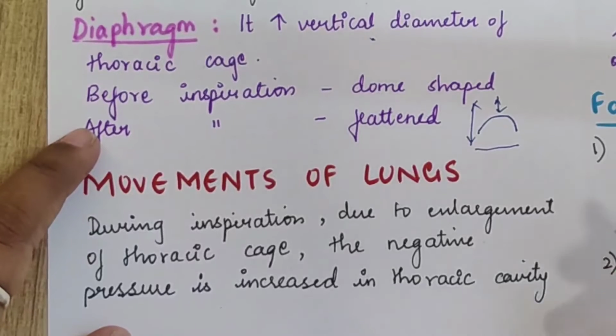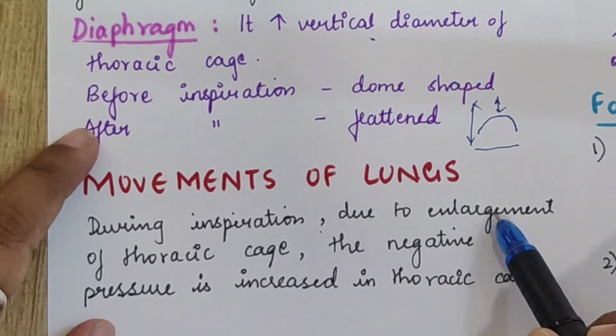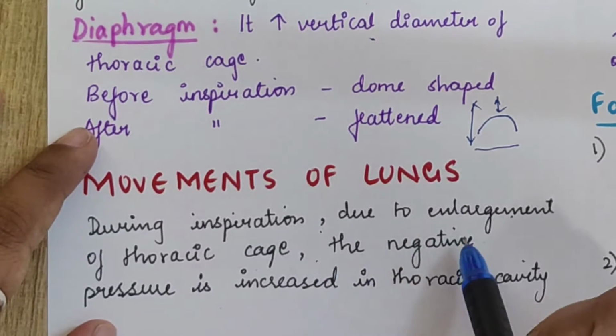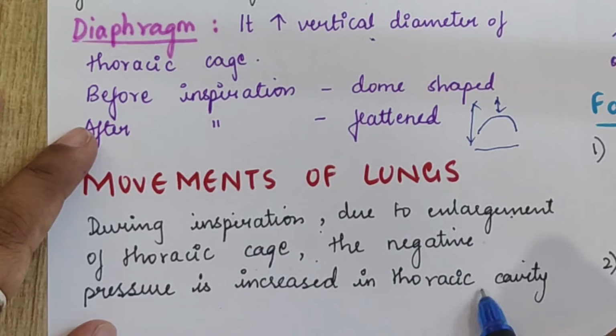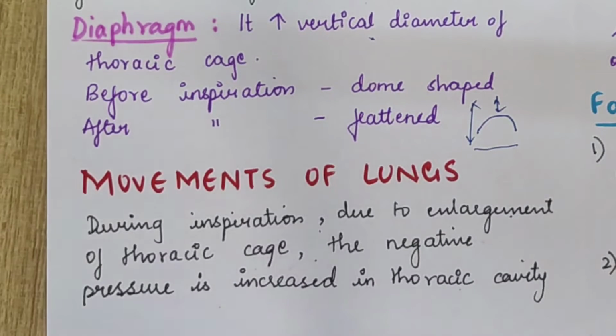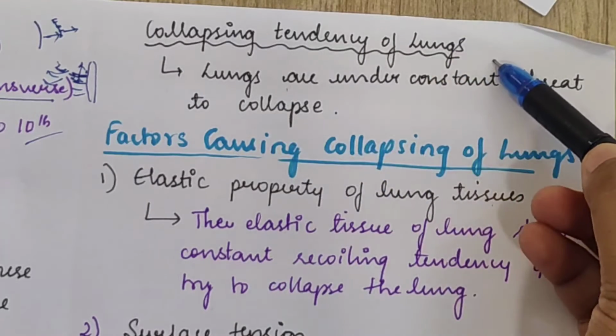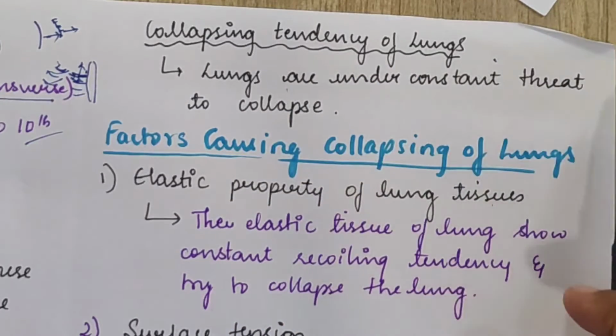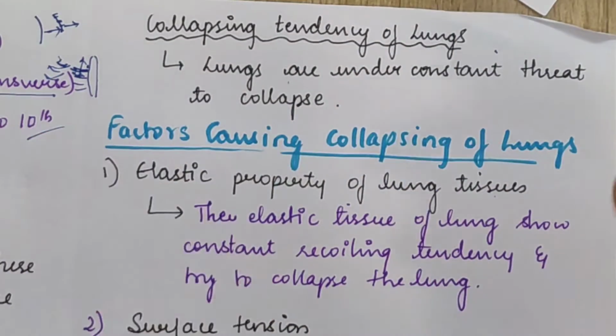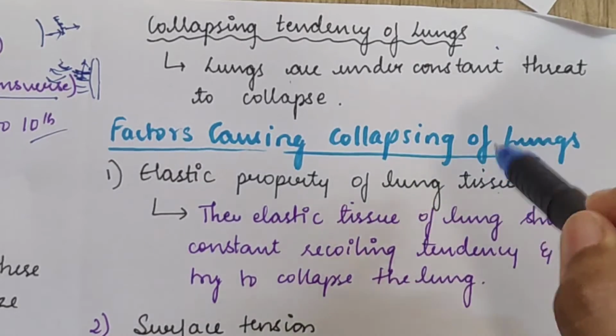Lungs. During inspiration, due to enlargement of the thoracic cage, negative pressure is increased in the thoracic cage. So when we come to these pressures, in our lung, negative pressure is very important. Without negative pressure, the lung can collapse. Collapsing tendency of lungs. Lungs are under constant threat to collapse. If inside the thoracic cavity there is no negative pressure, then the lungs will collapse. So what is causing this collapse?